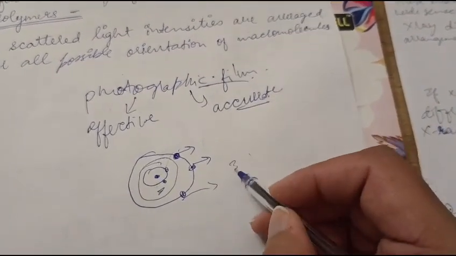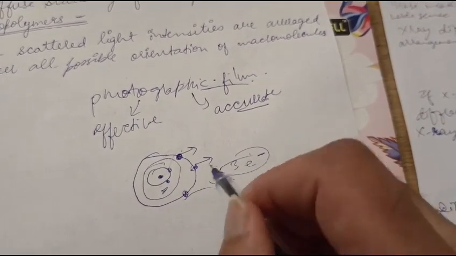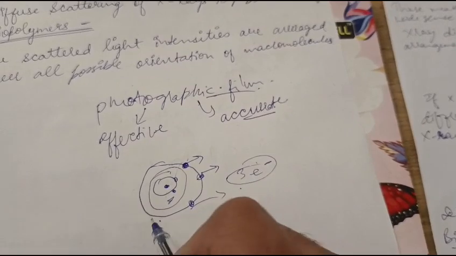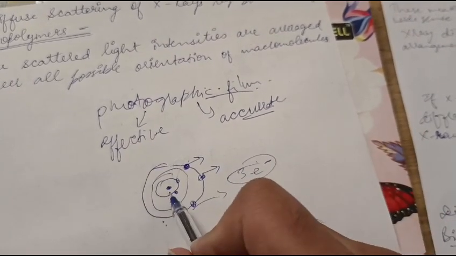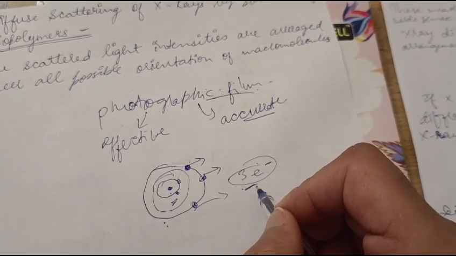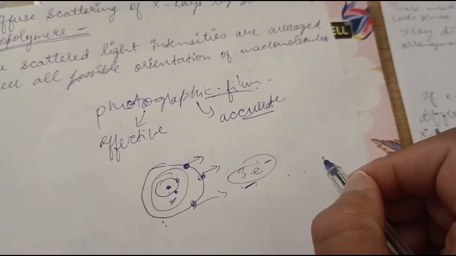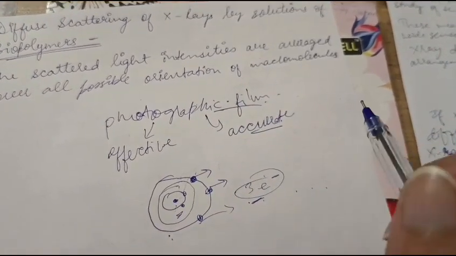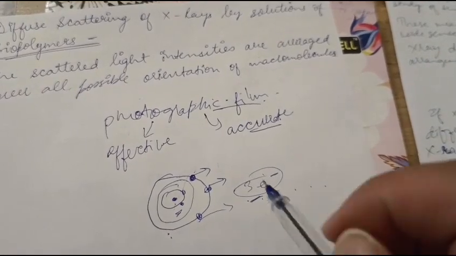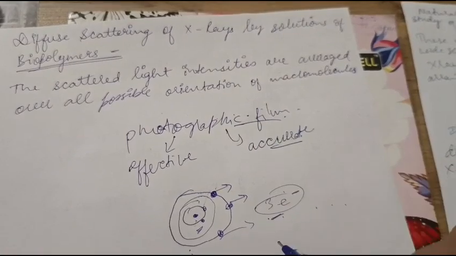So these 3 electron valencies, when light is projected on this electron, will give 3 electrons to stabilize itself, and these 3 electrons will give the color and the scattering phenomenon of the X-rays, which is called X-ray scattering by solution of biopolymers, or diffuse scattering of X-rays by solution of biopolymers.